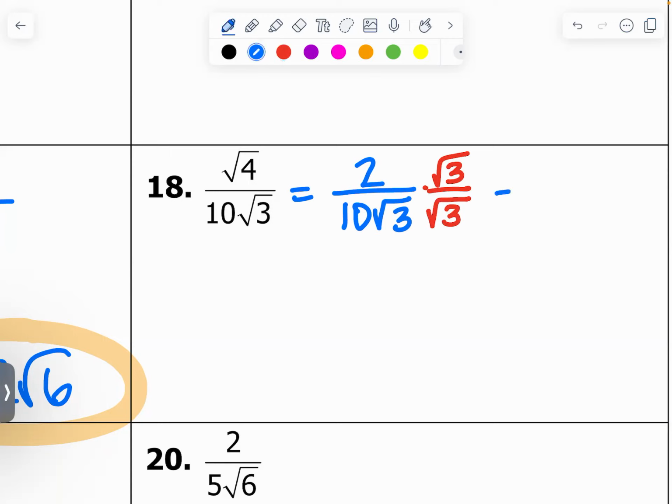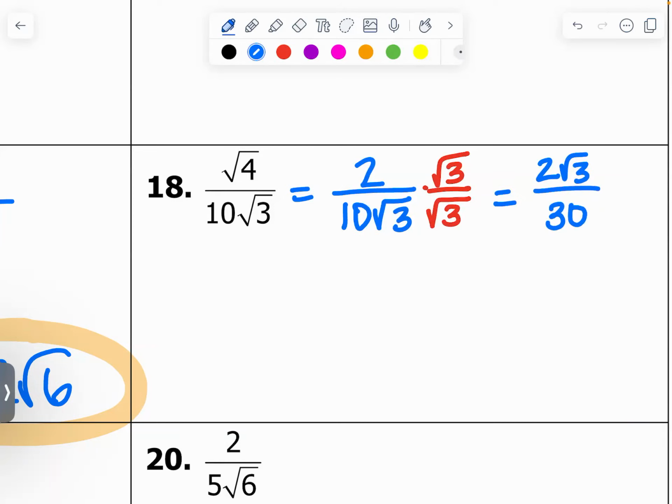Okay, so what we have, we took square root of 4, we changed it to 2. Now we have a square root of 3 in the denominator. So now we're going to rationalize our denominator. In our numerator, we have 2 radical 3. But what do we have in our denominator? How'd you get that? Okay, so radical 3 times radical 3 is radical 9, which is 3. And 10 times 3 is 30.